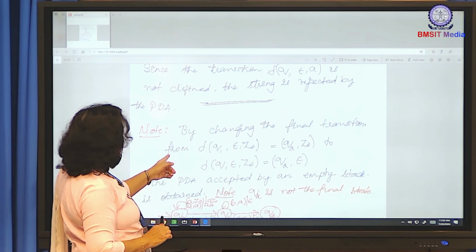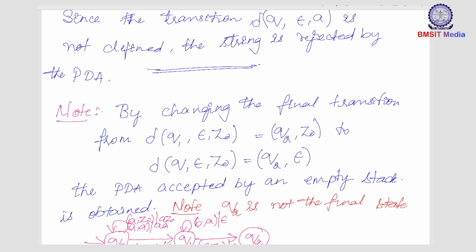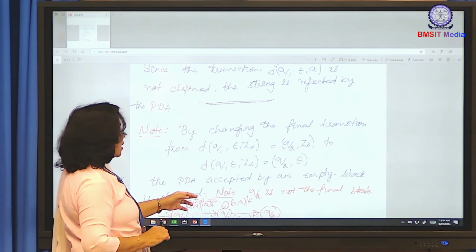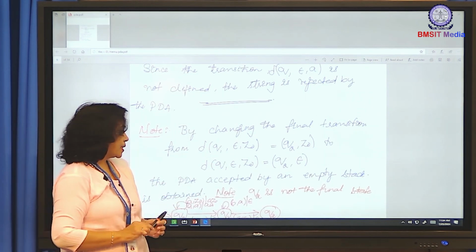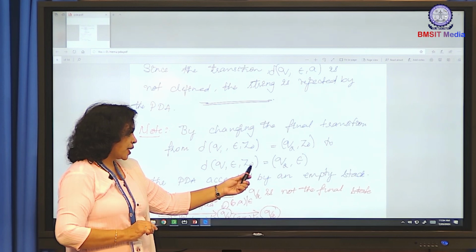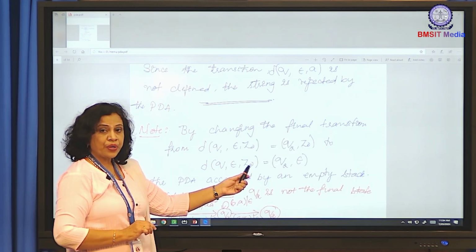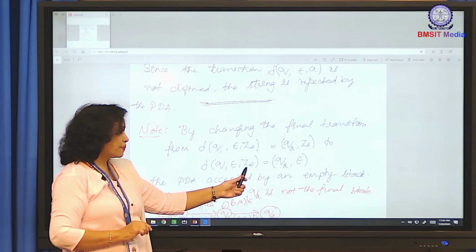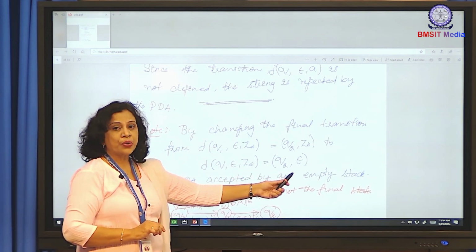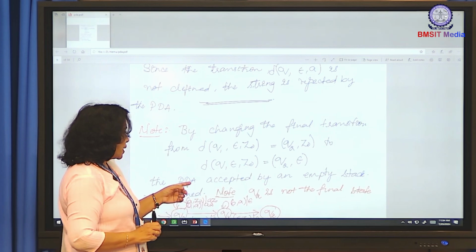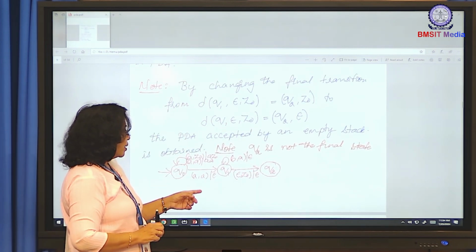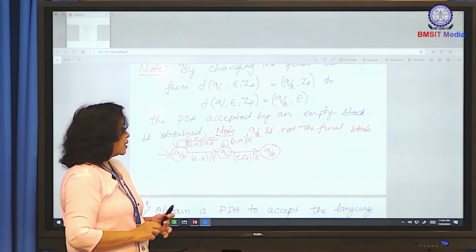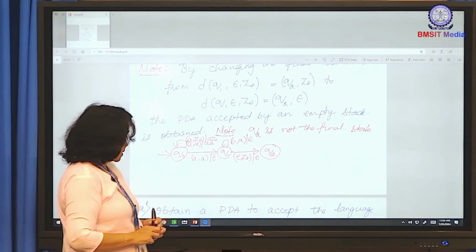By changing the final transition from Q1 comma epsilon comma Z naught to Q2 Z naught, it can be accepted by final state. If you want, you can just take it as epsilon also. This also you can pop off. That will be Q1 comma epsilon comma Z naught equal to Q2 comma epsilon. So the string is accepted by empty stack. For that, the diagram would look like this.